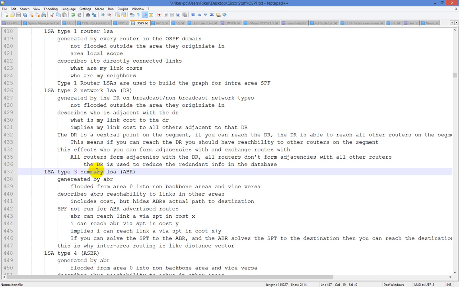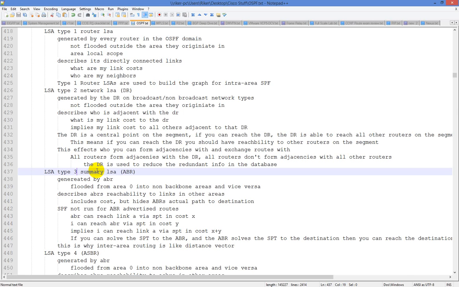So they learn everything. What the ABR is going to do is advertise any routes that come from Area 0 as an inter-area route into the non-backbone area. Any routes from the non-backbone area that hit the ABR are going to be advertised into Area 0 as a Type 3 LSA. So if you want to get from Area 0 to Area 1, you recurse to your Type 3 LSA, which is going to be the ABR.